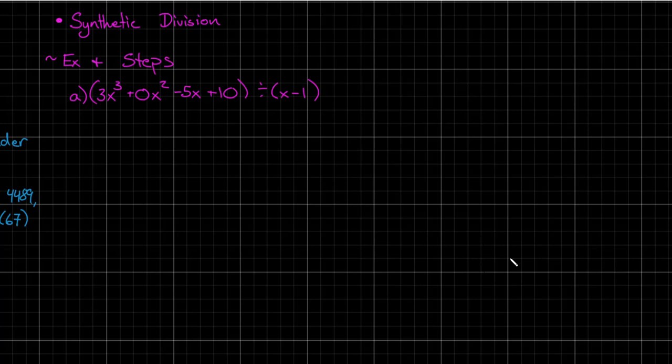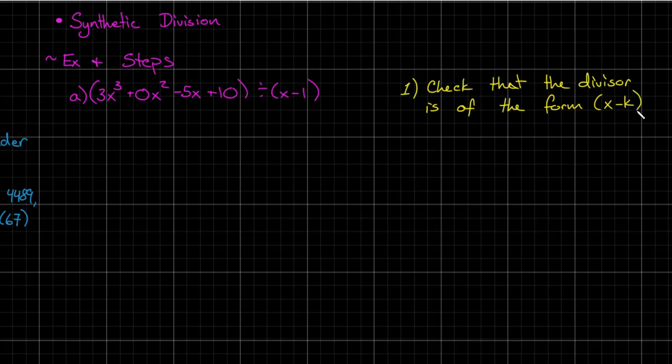For synthetic division, we're going to look at the steps first. So step 1, and I'll just do this first one in yellow, and these are in no particular order. We need to verify or check that the divisor is of the form x minus k. Now, it has to be in this form.